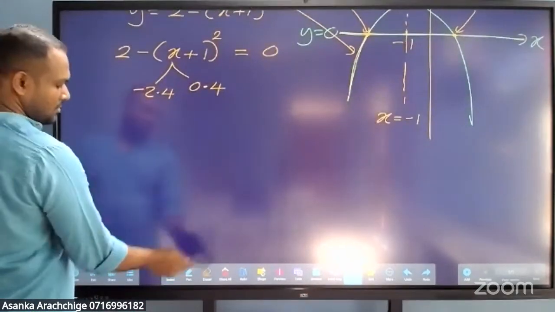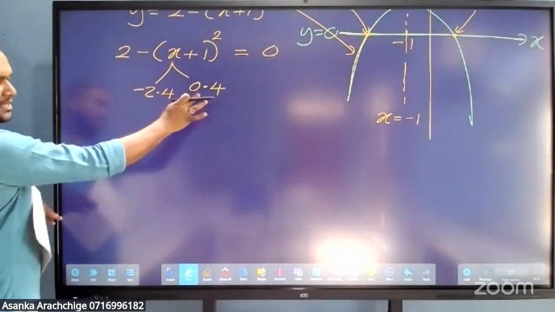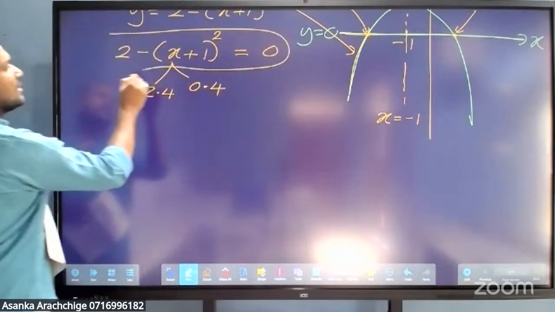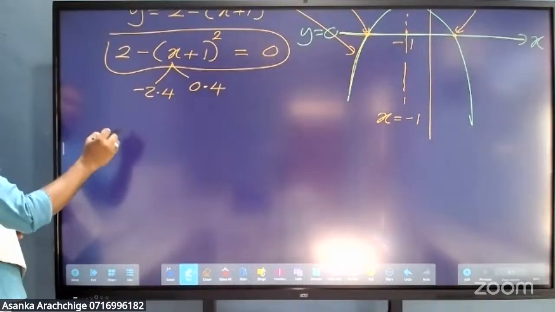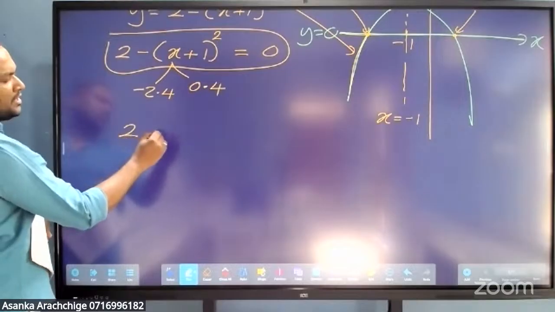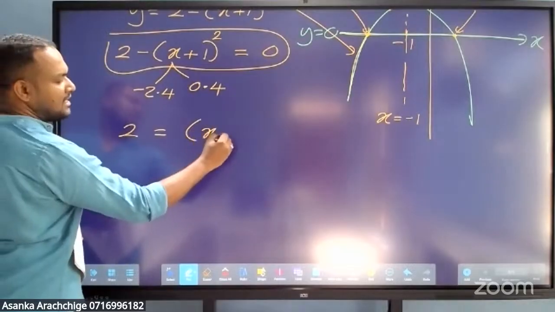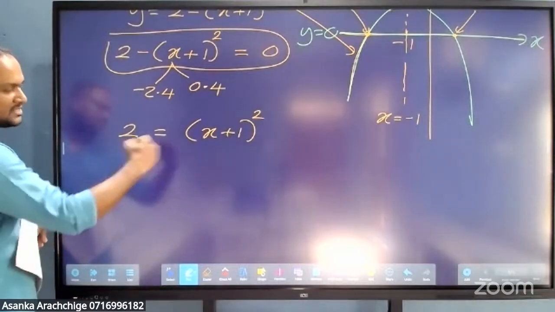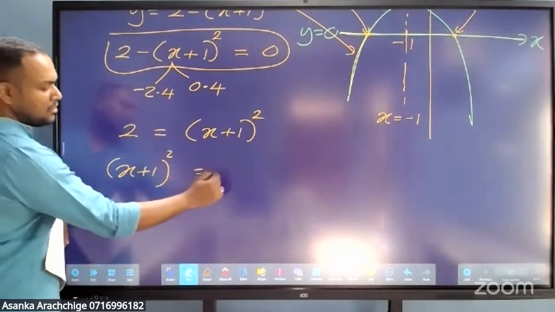Right? Look here. Now, forget this for a moment. Understand this for a moment. Take this one only. Right? When y equals 0, what happens? You can take this part to the other side. Then 2 equals minus x plus 1 squared goes to the other side as plus x plus 1 squared. Now, change the two sides. X plus 1 squared is equal to 2.